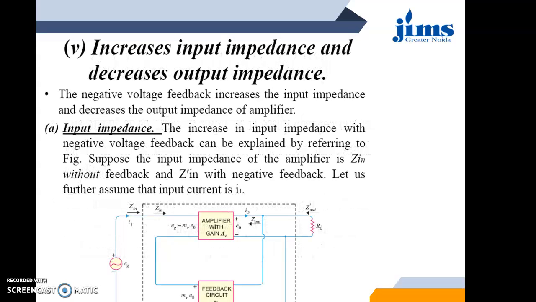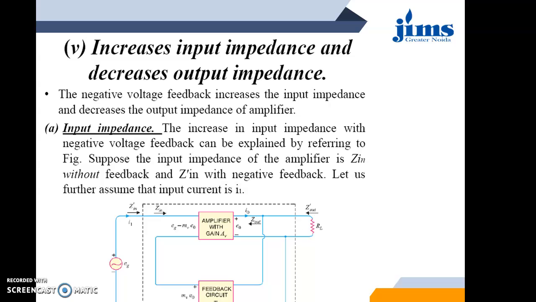Next parameter which is improved by applying negative feedback is impedance. Now the impedance of an amplifier should be such that it should be high at the input port and low at the output port. So if we apply voltage series feedback, which is shown in the circuit, with that the input impedance is increased and output impedance is decreased. The details of impedance consideration will be covered in the next video.